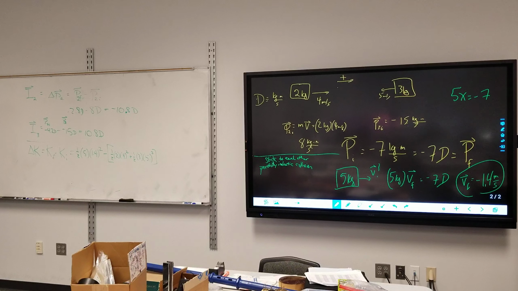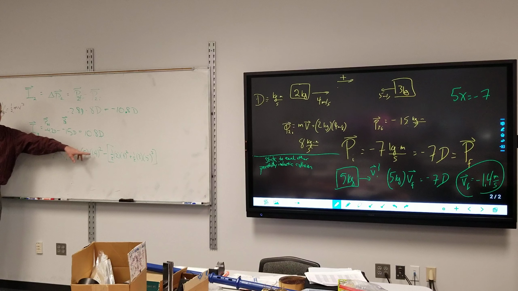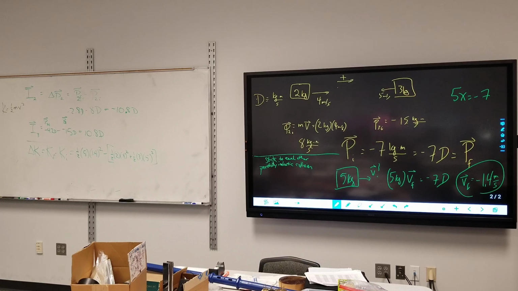Wait, why is the 1.4 positive? What's the formula for kinetic energy? 1/2 mv squared. Yes. That's not a vector, it's speed. But if you tuck the negative in there, when you square it, it goes away anyway. Other questions about how we got what we have written on the board at this point?